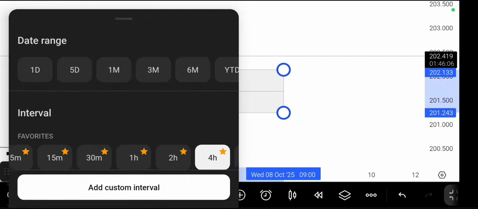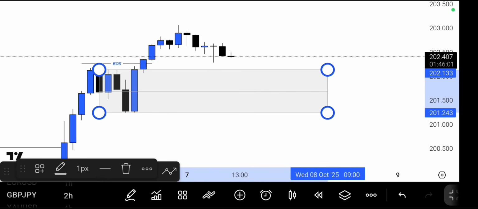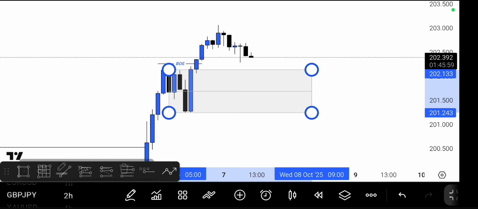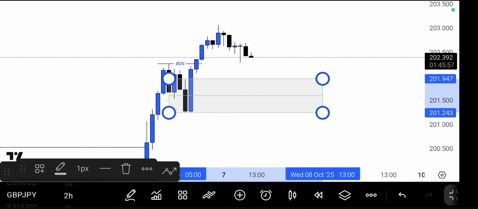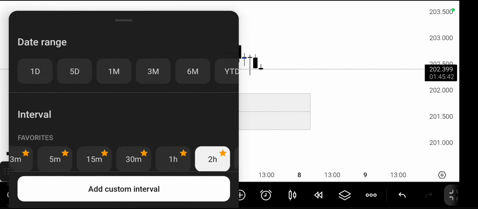So head down to the 2-hour time frame. Now see that the market is retracing towards our order block. So when we head to 15 minutes or thereabouts, we are trading bearish. Do you understand? So head straight to the 1-hour time frame.